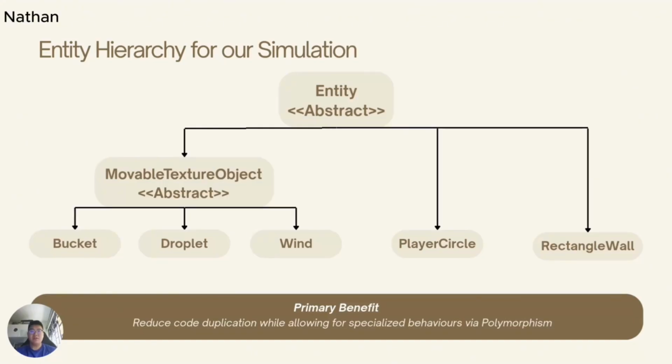Our entity hierarchy starts with the baseline abstract entity class, which is extended by the abstract movable texture object class as a template for objects in our first simulation scene: the bucket, droplets, and wind, all of which are movable and collidable texture objects. As for the second simulation scene, we have a player class which extends entity and implements movement and collision, and a rectangle wall class which extends entity and implements collision. Our structurally simple entity hierarchy reduces code duplication, which allows for specialized behavior.